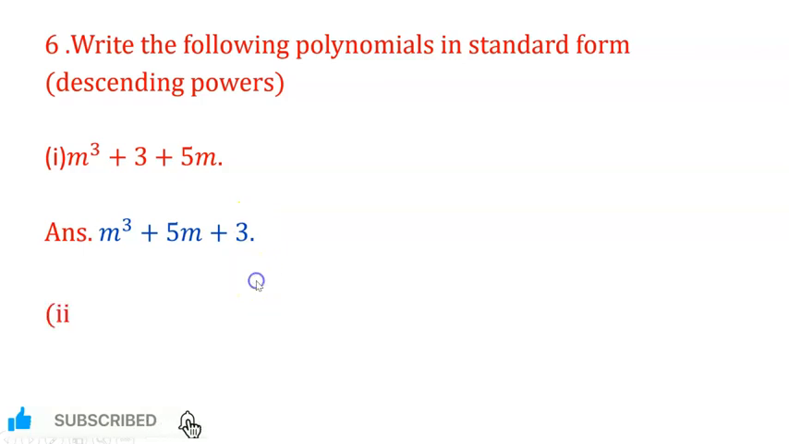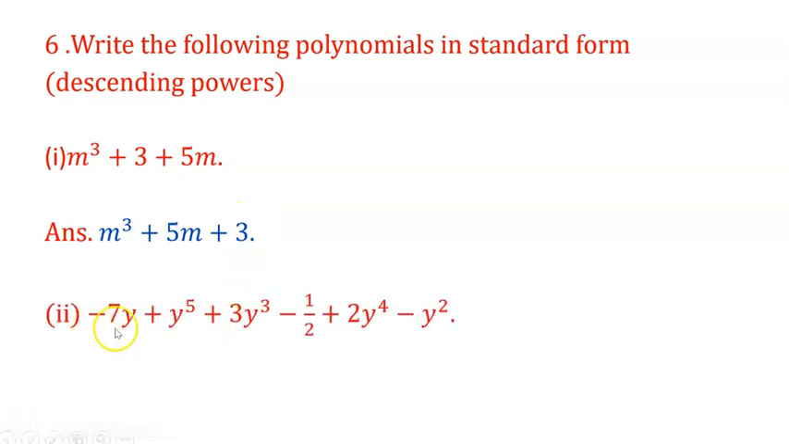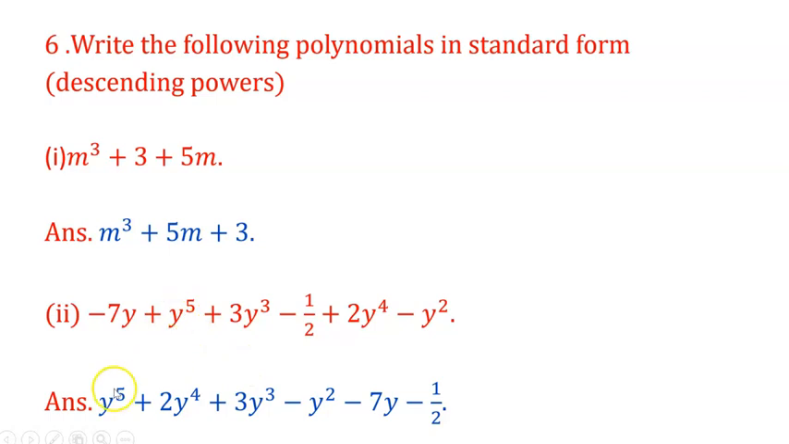1 then 0. Okay. Next, minus 7y plus y raised to 5 plus 3y cube minus 1 upon 2 plus 2y raised to 4 minus y square, again in the descending order. First y raised to 5, then y raised to 4, then y raised to 3, then y square, then minus 7y and minus 1 upon 2. The powers are 5, 4, 3, 2, 1 and the constant, that is 0.